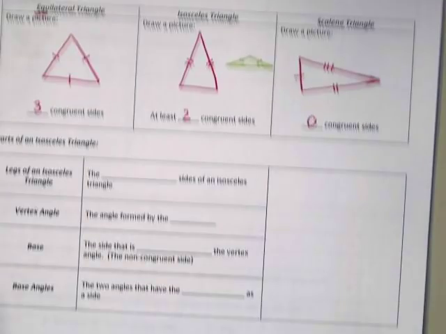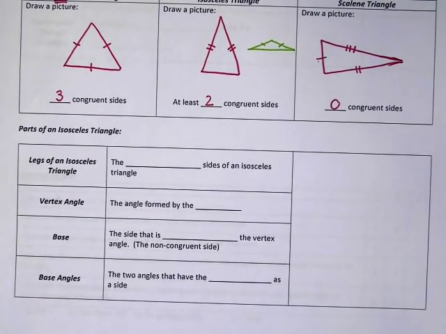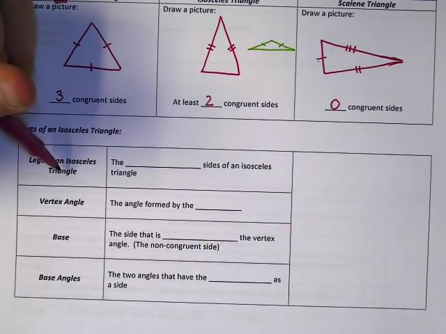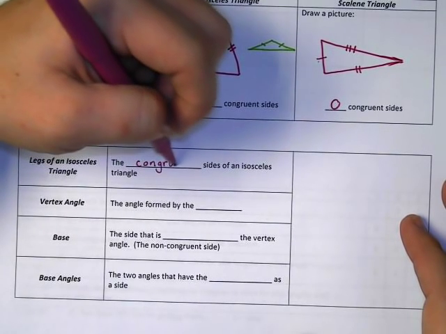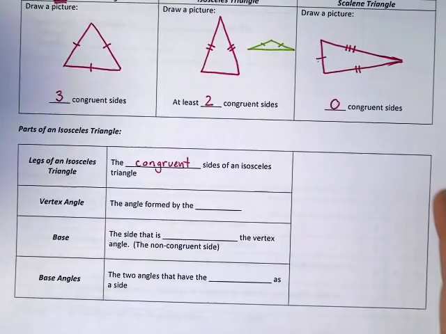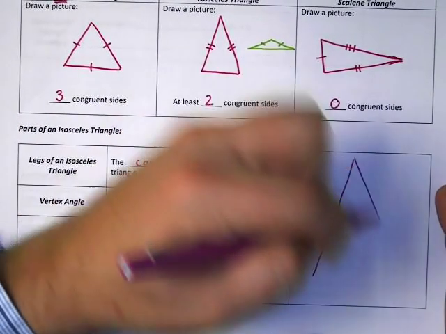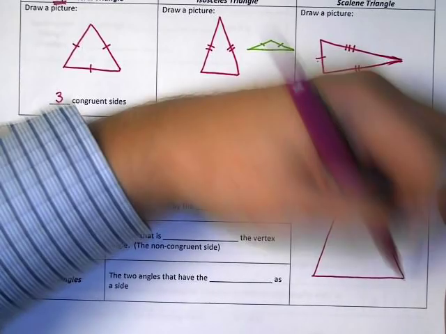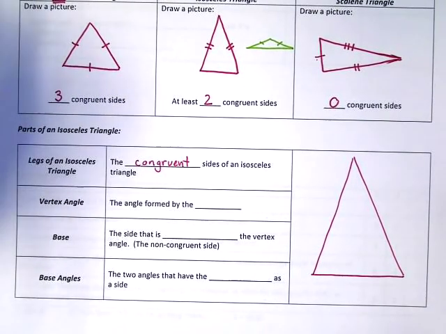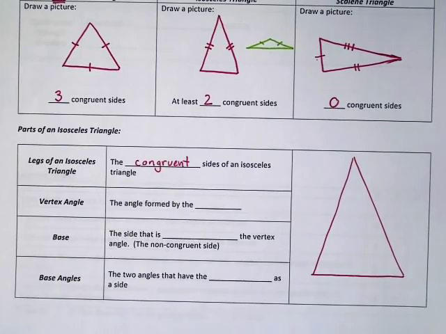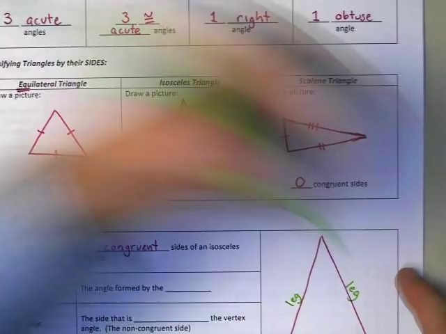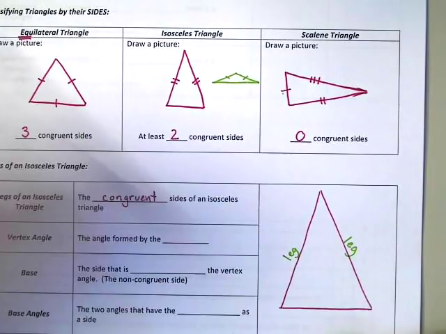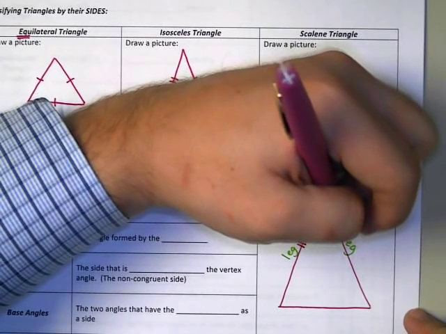Now we're going to hone in and think a little bit more specifically about isosceles triangles, okay? So, legs of an isosceles triangle are the congruent sides of an isosceles triangle. So if I draw another isosceles triangle, I would say this is a leg, and this is a leg. And I know that because those are my pieces that I said were congruent.